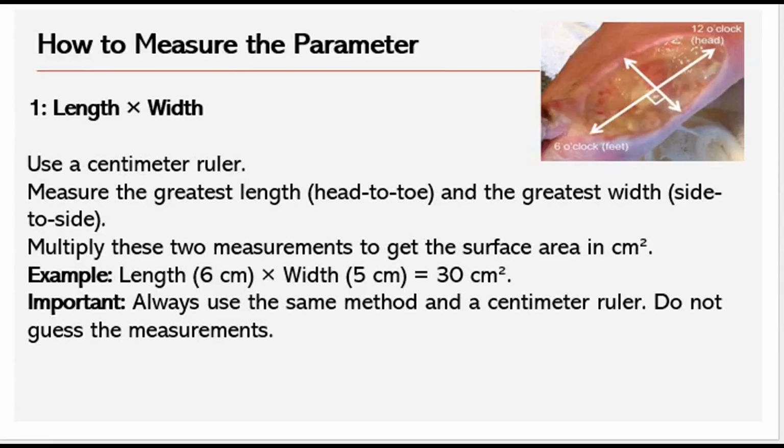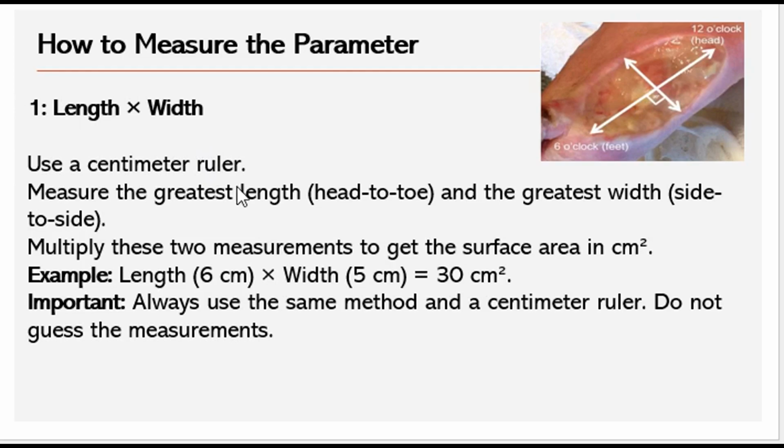Now let us see how to measure. I told you there are three parameters. Length times width we have to measure. How will we measure? Let us see one by one. The first parameter is length times width. Always the length has to be measured from head to toe. That is why it is written head, and the 12 o'clock is the head. Imagine this is a clock: 12 o'clock will be over here and 6 o'clock will be here. So we have to measure the longer one from head to toe.